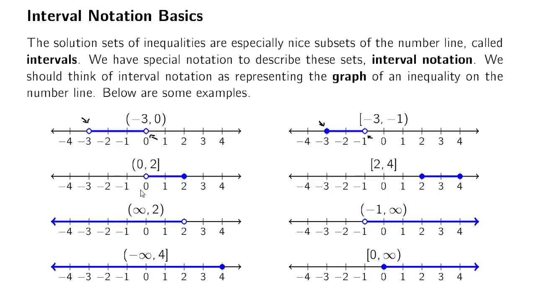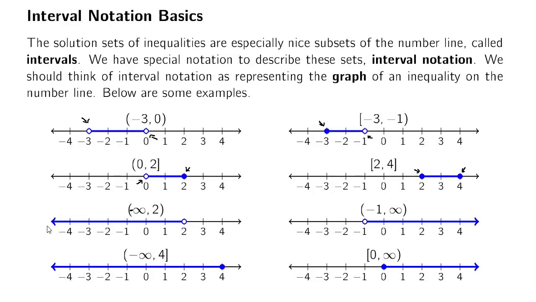Here we have an interval with an empty dot at 0, a filled dot at 2. We have (0, 2] with a round bracket at 0 and a square bracket at 2. Here we have filled in dots at 2 and 4. We have square brackets around 2, 4.